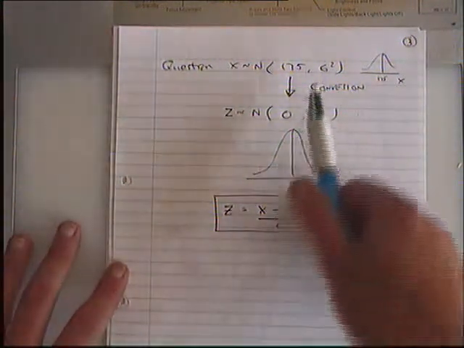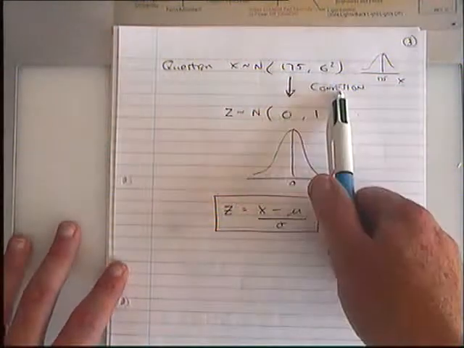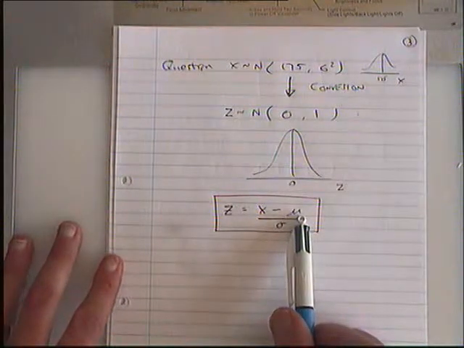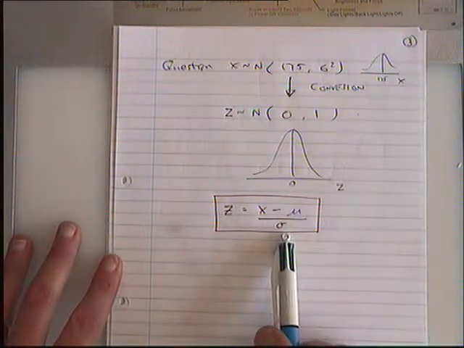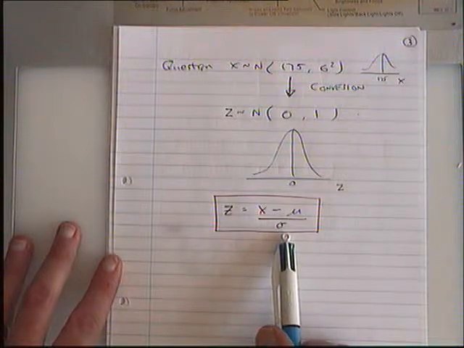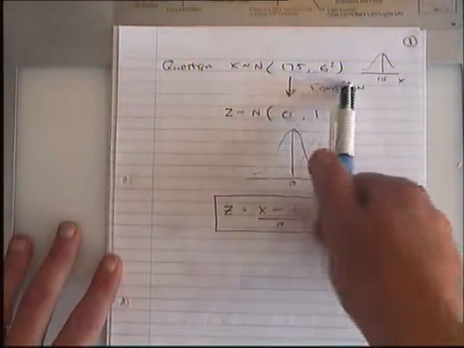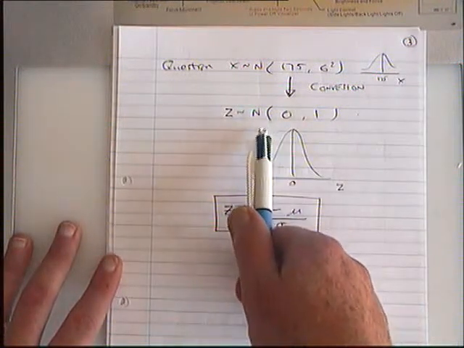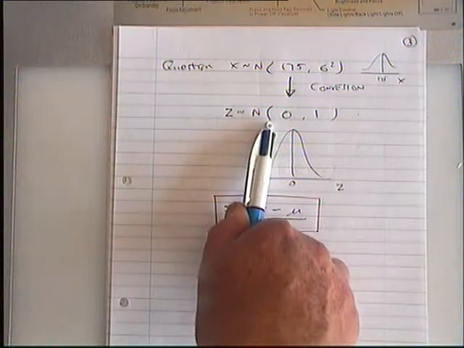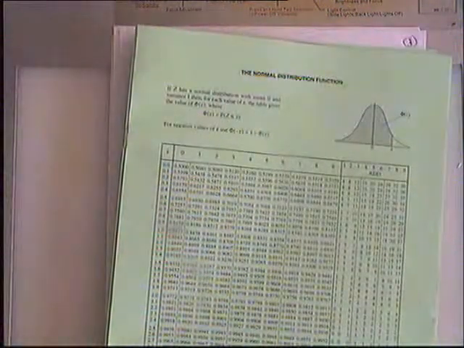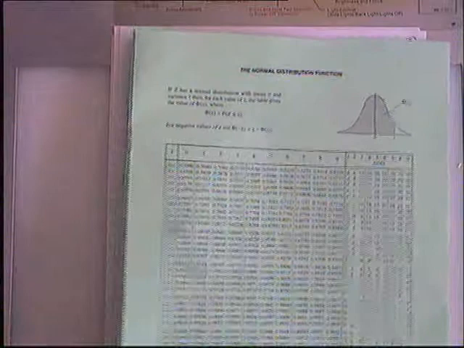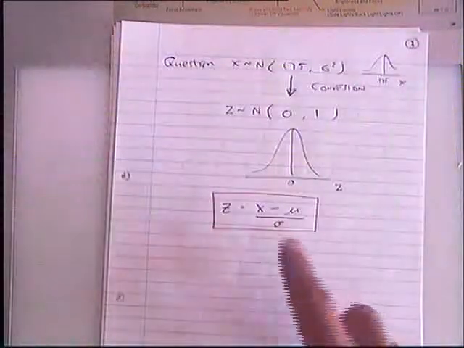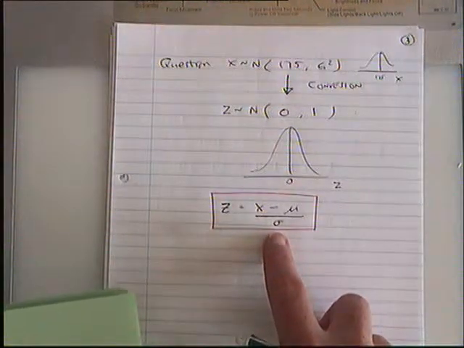Whatever our original distribution was, from every x value I subtract the mean, and when I've done that I divide by the standard deviation, and that changes it from that distribution to this distribution. And this distribution here is the one whose probabilities are here. So once you've done that, you can use this, and that z there is basically the value you get when you do this transformation here.